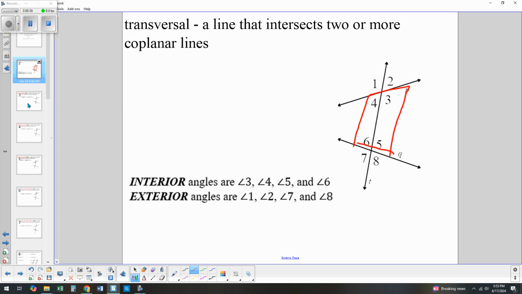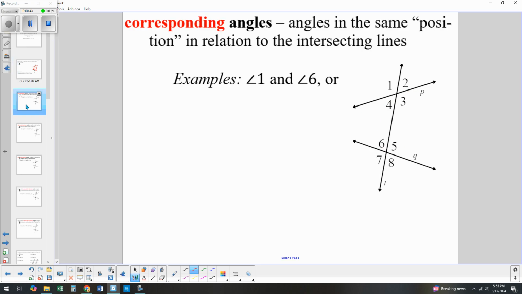There are additional angle relationships that we can name based on the location of the angles. The first one being corresponding. I like to call this corresponding because we are talking about angles that are in the same position.